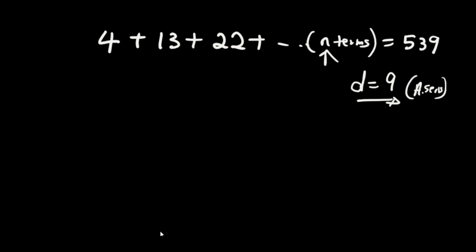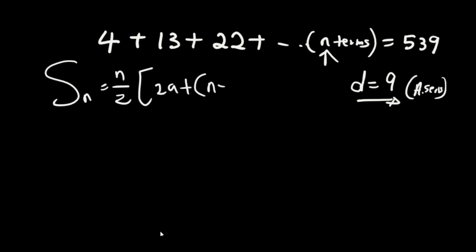So now the first thing to do is to identify the formula for the sum of an arithmetic series, because we want to identify the number of terms. So the sum is n over 2 into 2a plus n minus 1 multiplied by d. Why are we using the sum? Because we are given the sum value here, which is 539. So hence we are going to use the sum formula to identify the number of terms. So the sum here, Sn, equals 539.